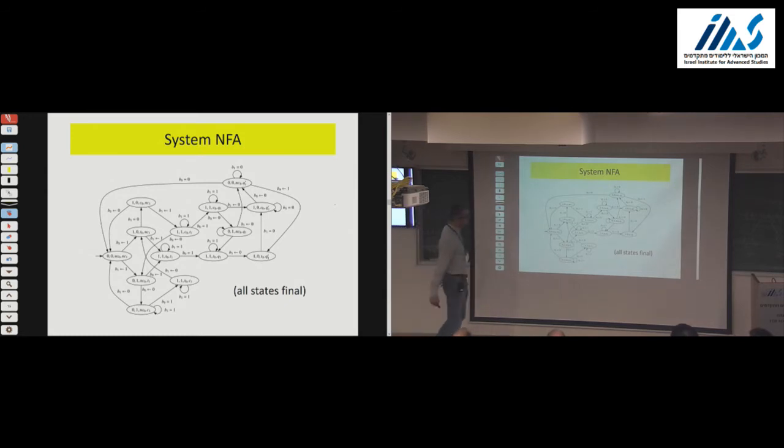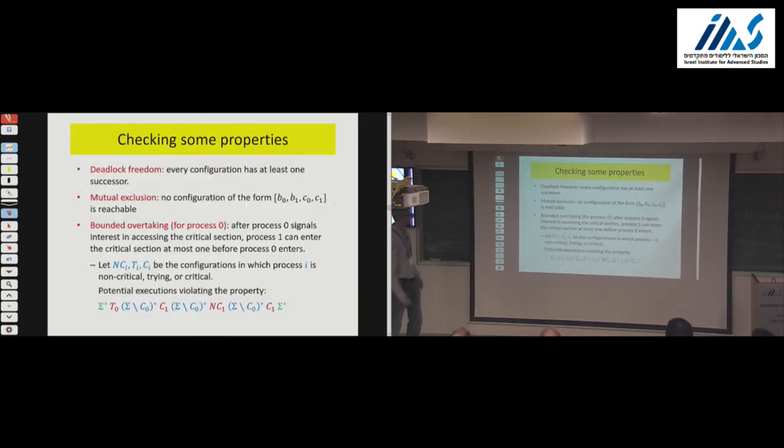And this would be the system NFA if we would do the same trick of pulling the configurations here and making all the states final. We could obtain the system NFA in this way. And then we could check some properties. Now, which are properties that are interesting here?